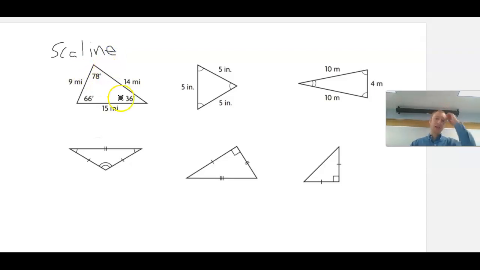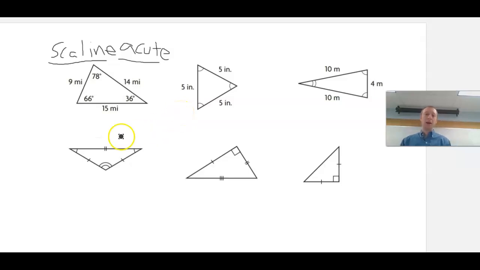So that's its side name. What about its angle name? What do I see about these angles? Well, I got 66 degrees, 78 degrees, 36 degrees. What do all these angles have in common? Well, first of all, are there any right angles? No. Are there any obtuse angles? No. In fact, they're all acute. So that means this is a scalene acute triangle. Okay, I give it 2 names. Here's its line length name. Here's its angle name, scalene acute.